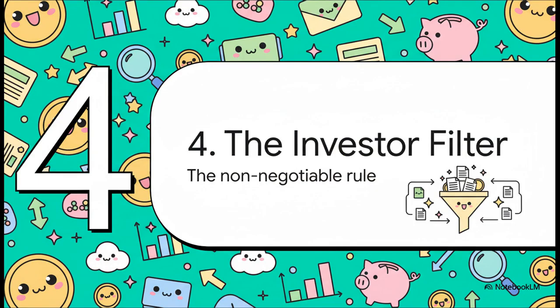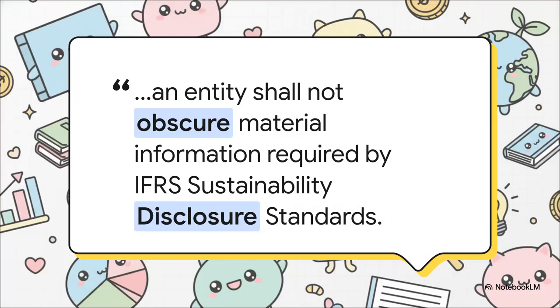And that brings us to what I call the investor-focused filter. This is the absolute gatekeeper. Every single piece of information you even think about pulling from these other frameworks has to pass through this filter first. The standard itself gives us our North Star right here. It says an entity shall not obscure material information.